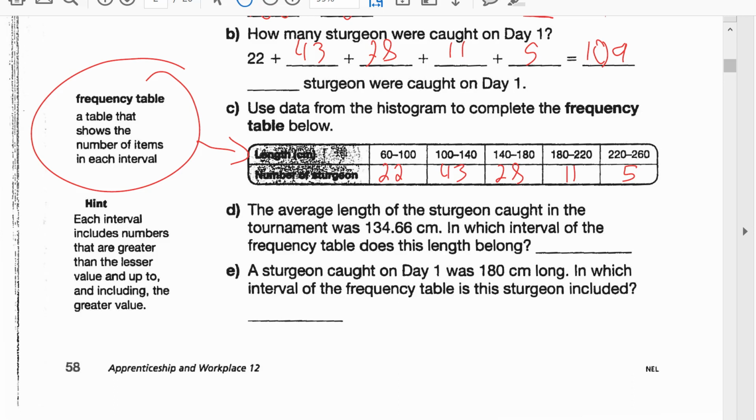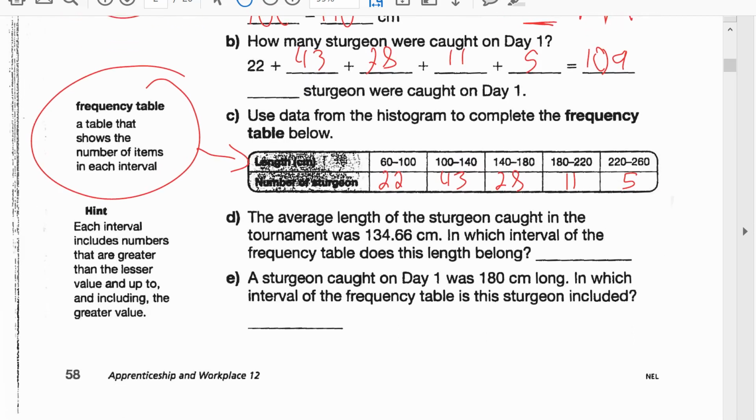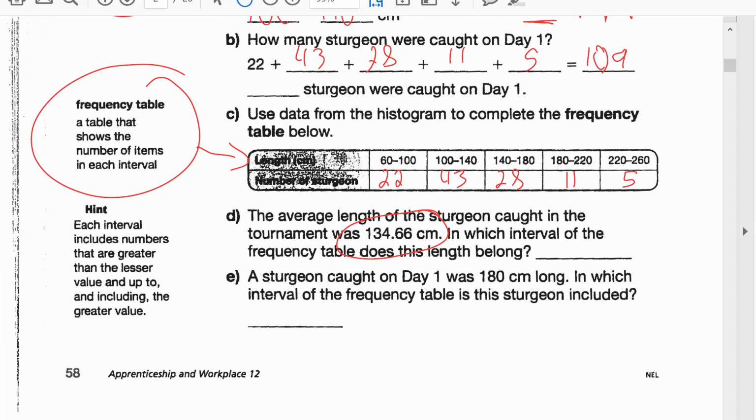D, the average length of the sturgeon caught in the tournament was 134.66. In which interval of the frequency table does that belong? So it belongs in the frequency interval of 100 to 140. A sturgeon caught on day 1 was 180 long. Into which interval of the frequency table does that fit? The 180 would fit into 140 to 180. Hint: each interval includes numbers that are greater than the lesser value and up to and including the greater value. That's why it goes up to 180.